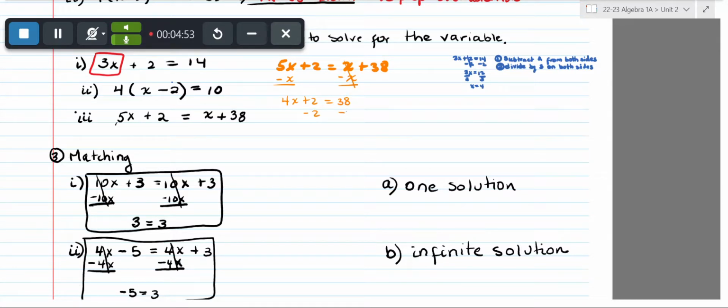Minus 2 on both sides. So now we have 4x equals 36. And the last step is divide both sides by 4. X is going to be equal to 9.